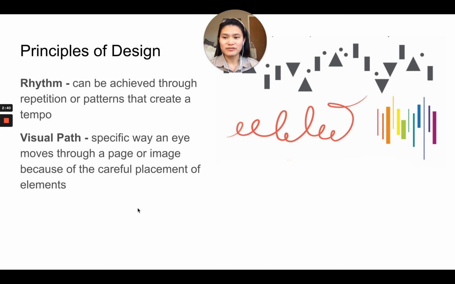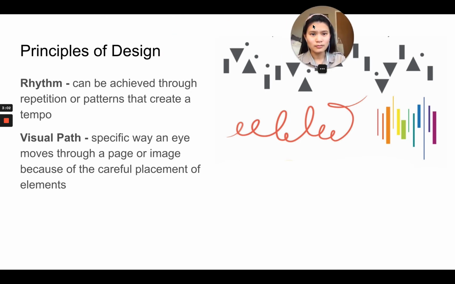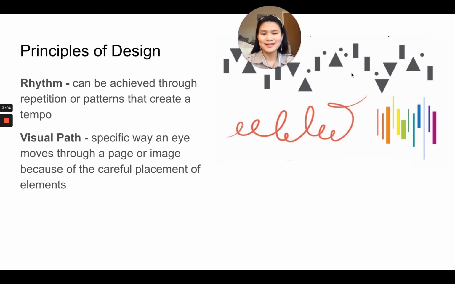Rhythm can be achieved through repetition or patterns as well, and they create a tempo throughout a composition. So this wave of the rectangle, triangle, and circle going up and down would have a rhythm to it, as well as this squiggly line and these bars that go up and down. If you think about maybe the Spotify icon, that has some rhythm in it too, which makes sense because it's the icon of a music app.